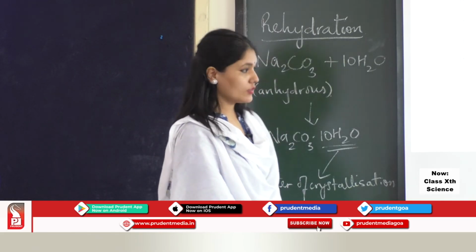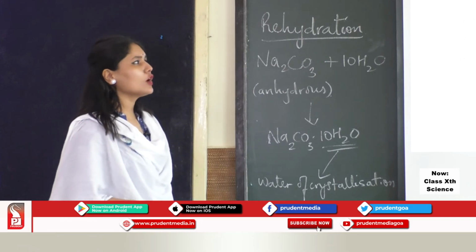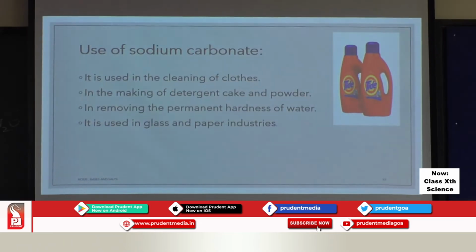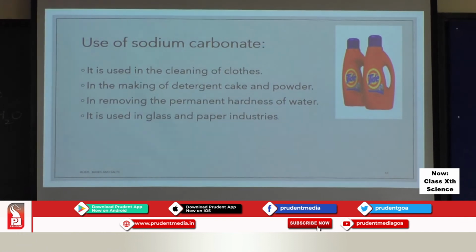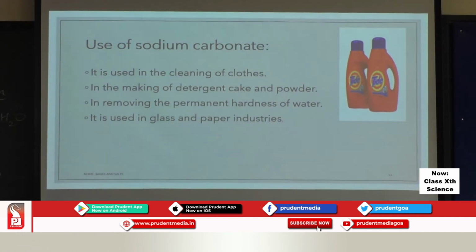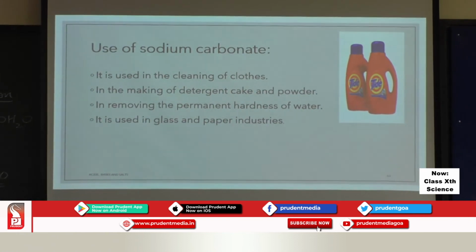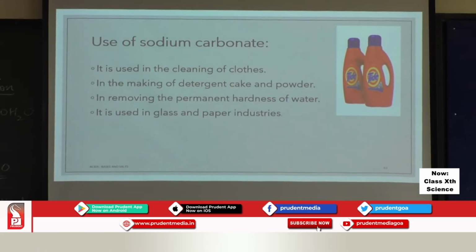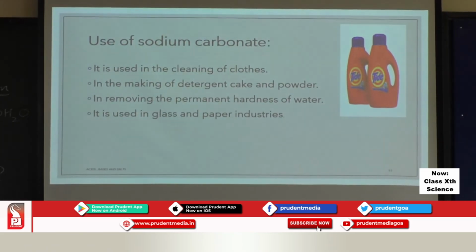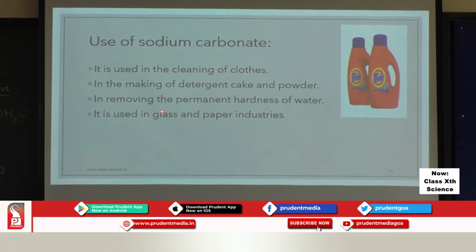Now what is the use of washing soda? We all know it is used in cleaning of clothes. So you can see these detergents, Tide, Ariel, Patanjali herbal powders, all these are nothing but your washing soda. It is also used in making detergent cake. Now what is detergent cake? It is not an edible cake. Detergent cake is like Rin, Tide, Nirma, these are detergent cakes and powders that you use directly in your washing machine.